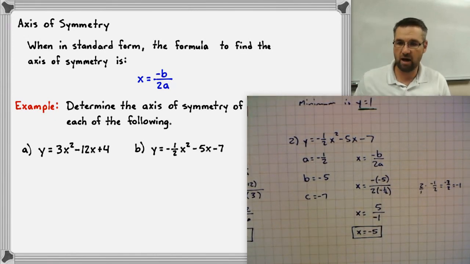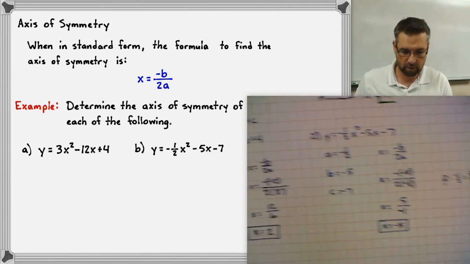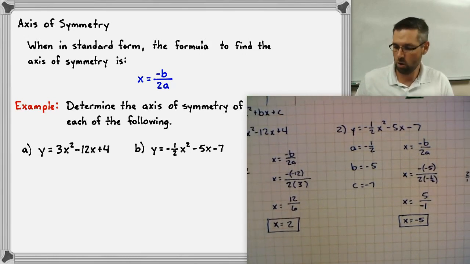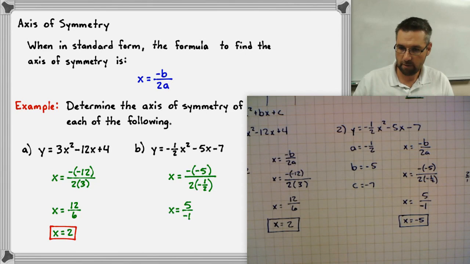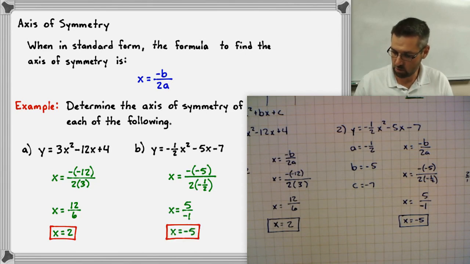So that's how you find an axis of symmetry. Okay? X equals negative b over 2a. And I walk through it here so you can see it in a cleaner form, I guess. But regardless, we get the same answers, so we're good to go.